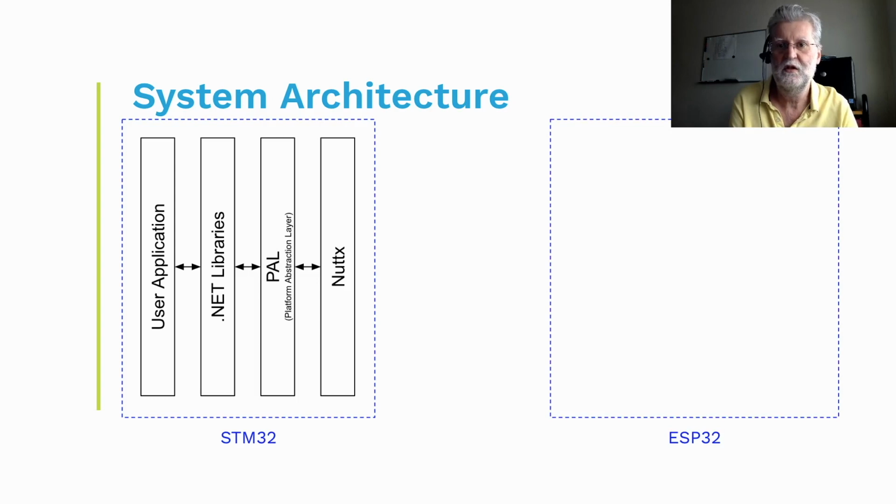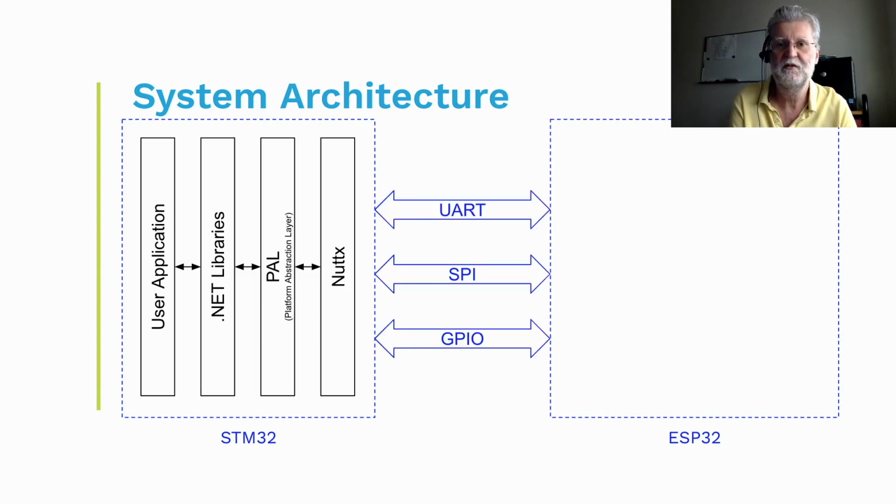So on the other side of the equation we have the ESP32. This is connected to the STM32 via a number of hardware interfaces. So we have the UART interface, which allows us to program the ESP32. We have the SPI interface, which is used to send data between the ESP32 and the STM32, and we have a number of GPIO pins which are used for signaling and control.